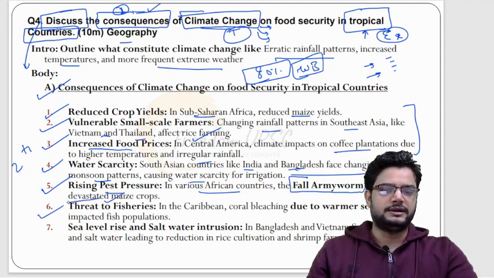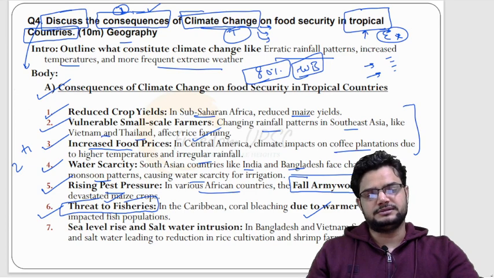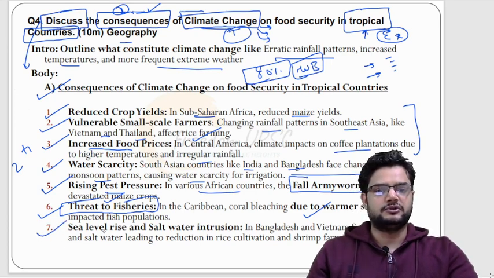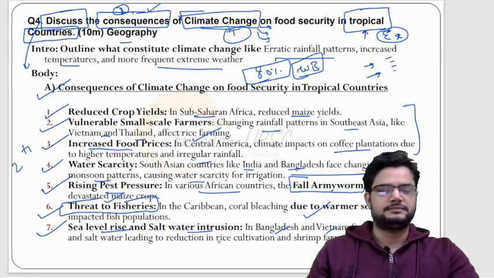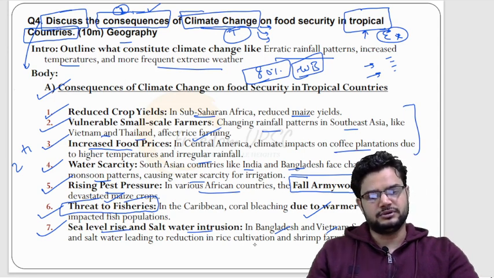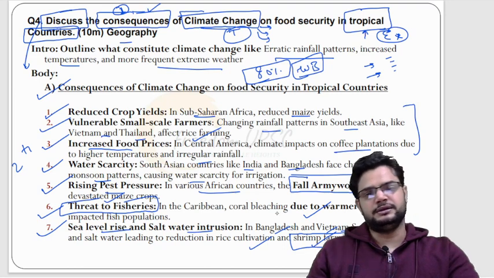Then it leads to a threat to fisheries. For instance, in the Caribbean, coral bleaching is there due to the warmer seas. Then sea level rise and saltwater intrusion. You can give an example of how in Bangladesh and Vietnam, sea level rise led to saltwater intrusion into the mainland, and it led to a decrease in cultivation of rice and impacted shrimp farming. So all these are examples you can include.